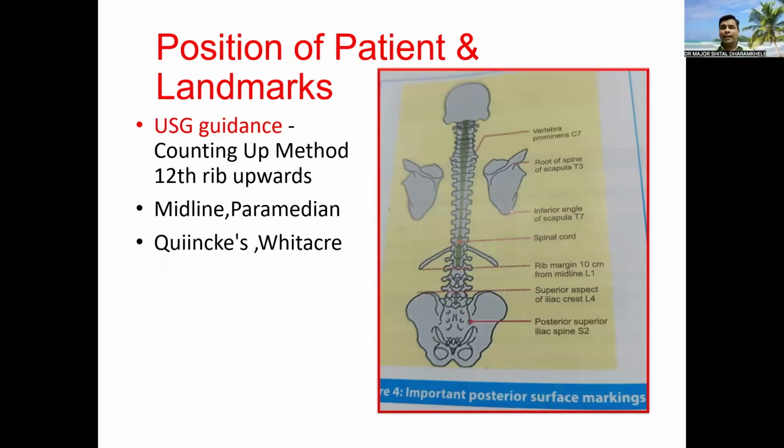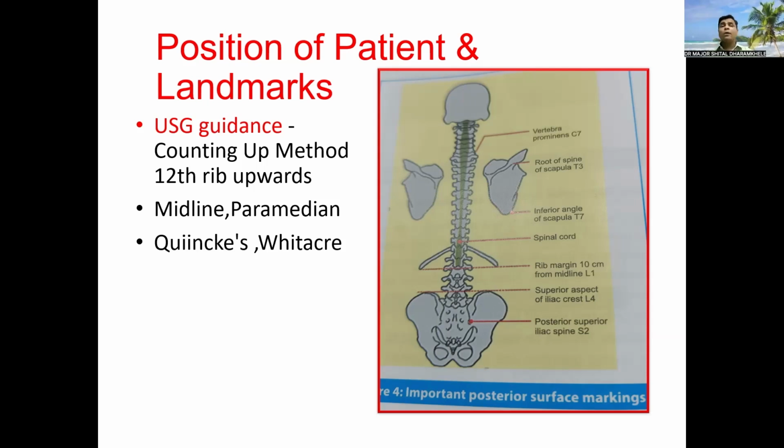Now, some simple landmarks: the vertebral prominence is C7. The root of the spine indicates the level of T3. The inferior angle of the scapula corresponds to T7. Then at T12-L1 the spinal cord ends. The rib margin and 10 centimeters from the midline is the L1 space. The superior aspect of the iliac crest is L4 and the posterior superior iliac spine is S2.